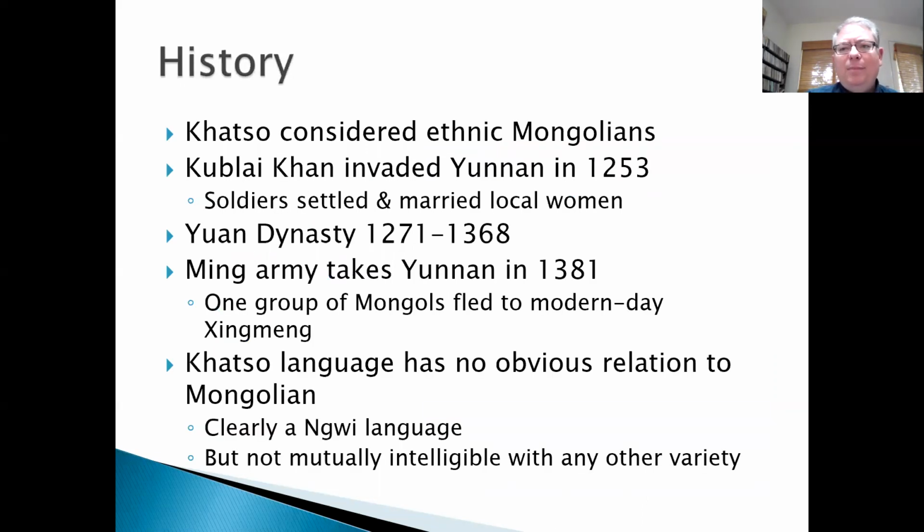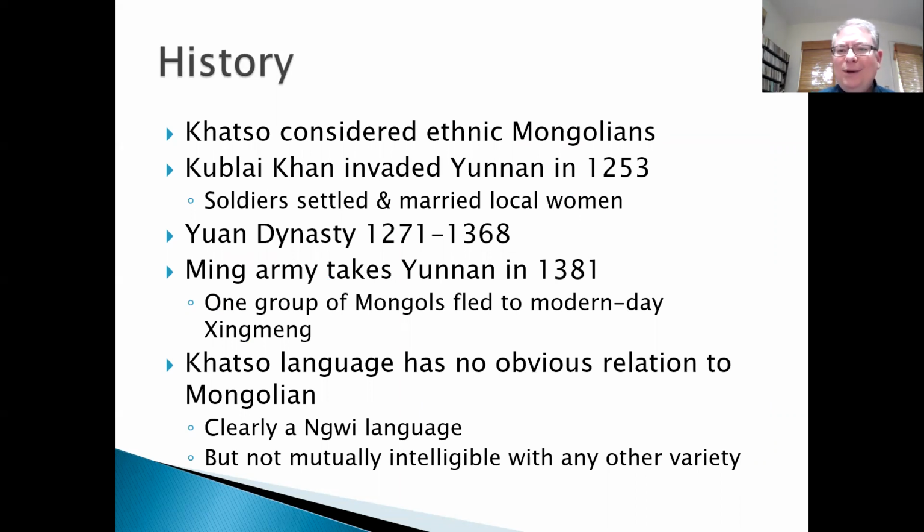The history of the people and the language is pretty interesting. As I mentioned, the Khatso consider themselves Mongolians. For a long time, they have claimed that they descend from the troops that Kublai Khan brought to the region in the 1200s. The government recognized that nomenclature in the 1950s.